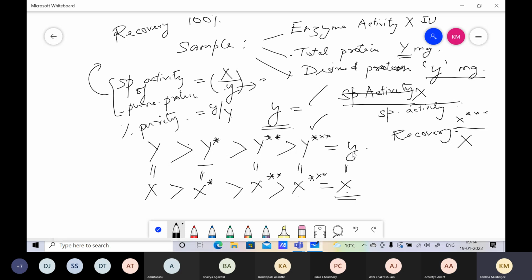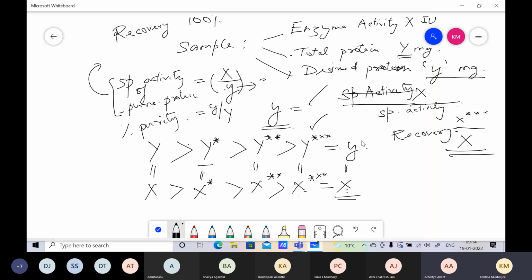They can be equal to this and yet have pure protein only when recovery was 100%. If recovery was less, which is given by this divided by this, then remember that really your x triple star divided by y triple star, which is the specific activity, should be equal to the true specific activity of the pure protein, which would have been given by x by y.